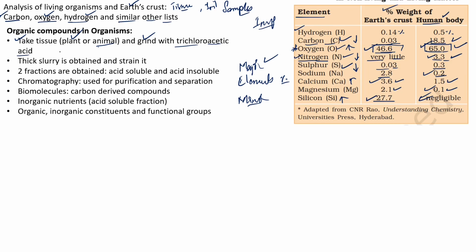They have mentioned the formula Cl3CCOOH. This is the chemical formula for trichloroacetic acid. So you have to grind it in the mortar and pestle. If you grind it in this equipment, you will obtain a thick paste, like a semi-solid slurry. And we have to strain it.